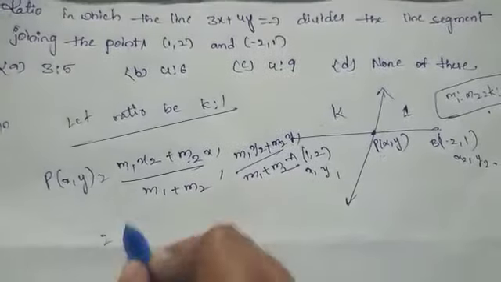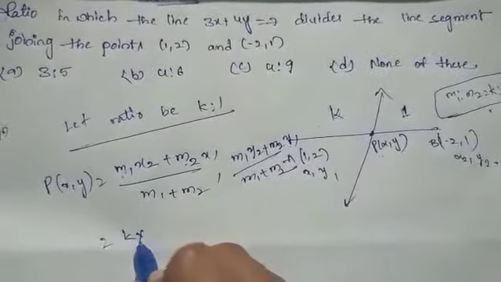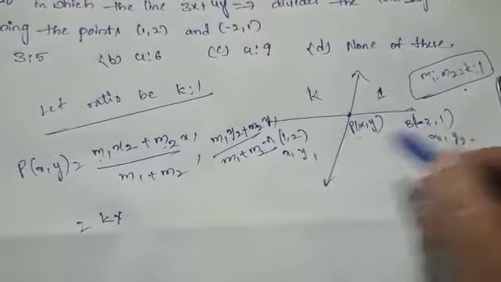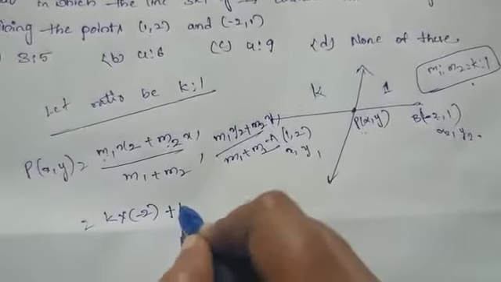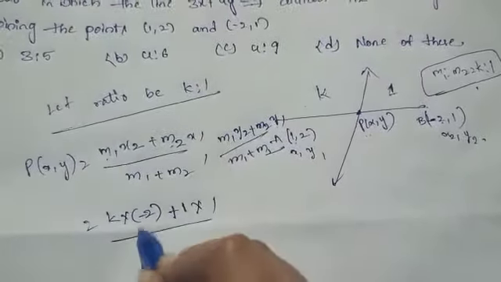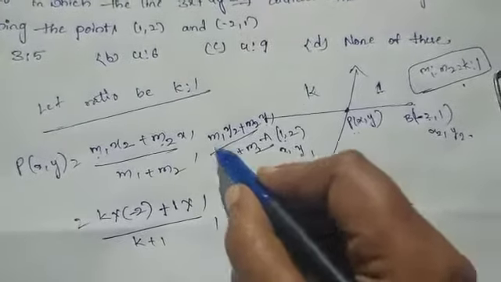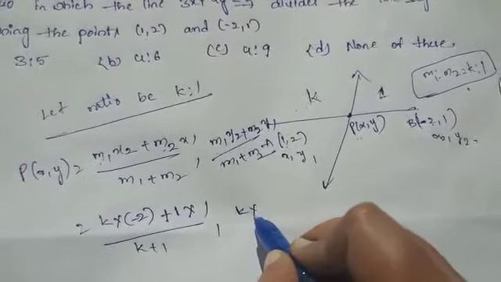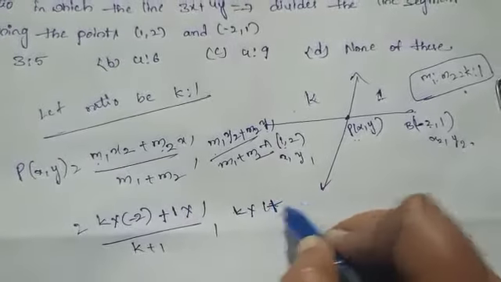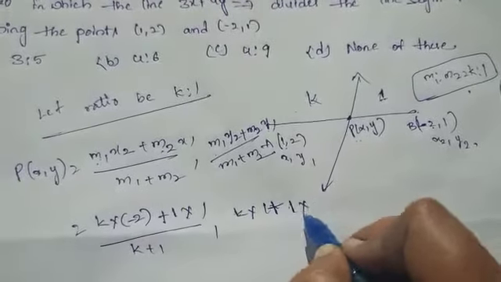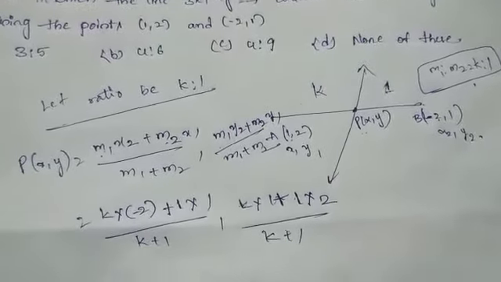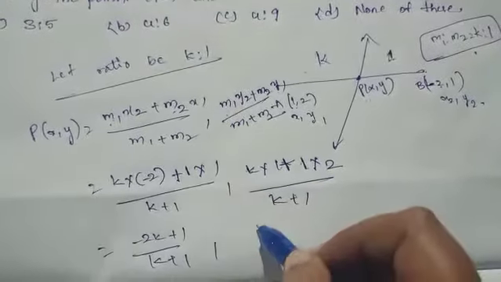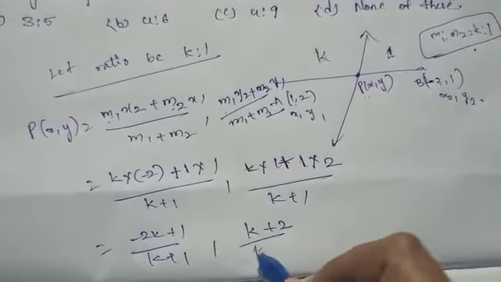We know this procedure. m1 is k into x2, x2 is -2, m2 is 1 into x1, which is 1, over m1 + m2, k + 1. The y coordinate is k into y2, which is 1, plus m2 which is 1 into y1, which is 2, over k + 1. So this is (-2k + 1) / (k + 1), comma (k + 2) / (k + 1).